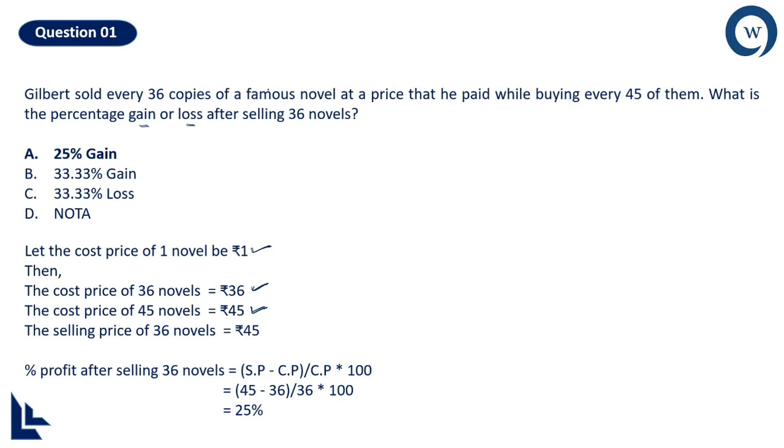Selling price of 36 copies of the famous novel is equal to cost price of 45 of them. So this amount will be equal to the cost price of those 45 novels, which we already know as 45 rupees. Now you know that cost price of 36 novels is 36 and selling price of 36 novels is 45. Now definitely selling price is more compared to cost price, right?